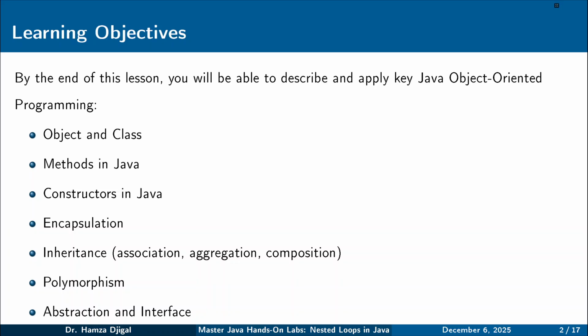At the end of this chapter you'll be able to understand and use the main concepts of OOP, that is object and class, also related to the method, constructor, and another concept called encapsulation, and the most important one, inheritance in Java. And we will finish with abstraction and the interface. But first, for today we will focus on object and class, which is the basis to understand before we move to the other concepts.